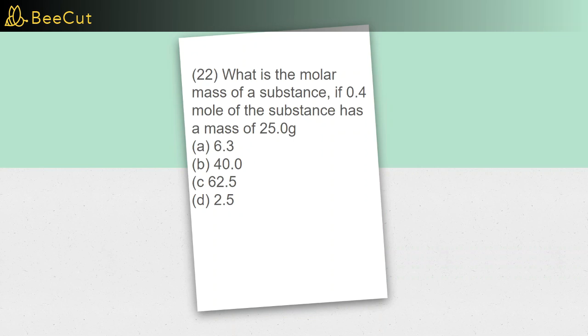For us to look for the molar mass, we use the cross multiplication method. It will be mole multiplied by molar mass, which is equal to mass. The molar mass will now be equal to mass over mole. That shows 25 over 0.4, which is 62.5. C is the correct answer. That is the molar mass of the substance.